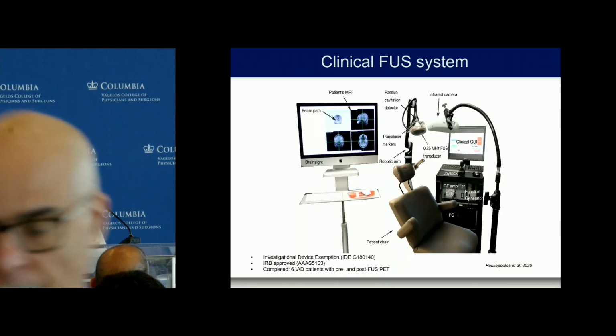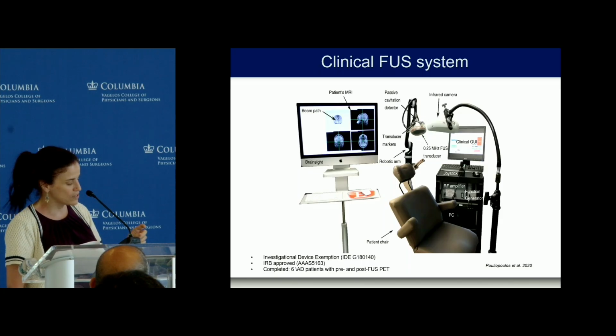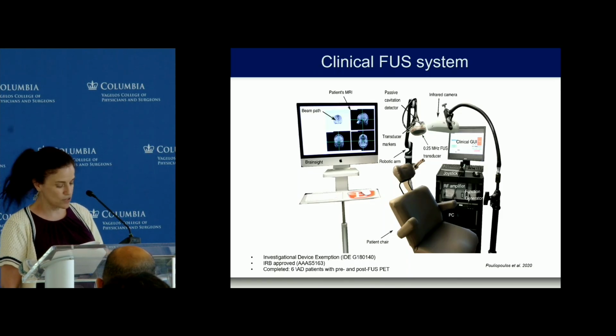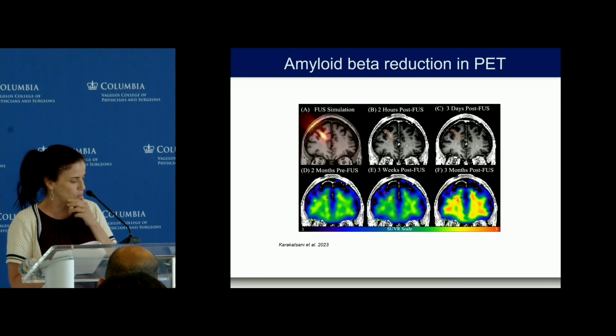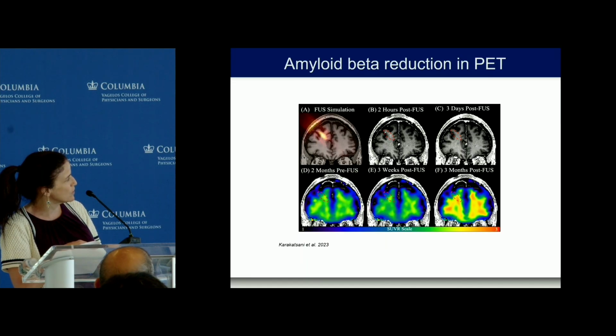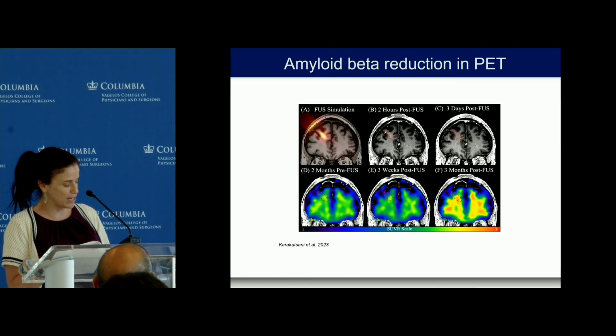And then we also have translated this to the clinic, as I mentioned, for Alzheimer's patients, where we use neuronavigation to pinpoint where the transducer will lie. And in beta amyloid PET, we're able to see that in the region where most of the amyloid is, we have a small reduction after a couple of weeks where the treatment is, and then the amyloid comes back because we haven't treated the brain further.